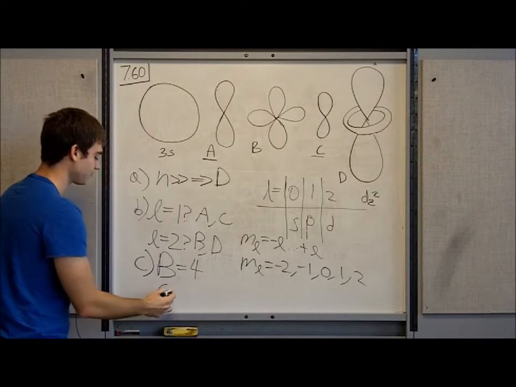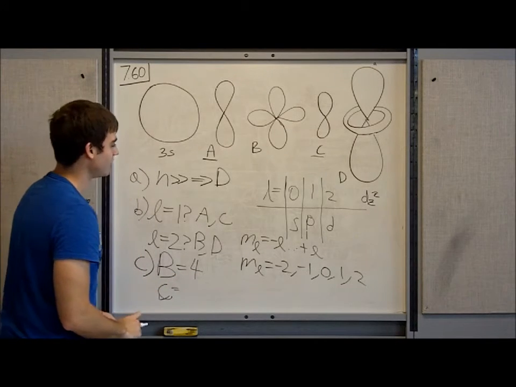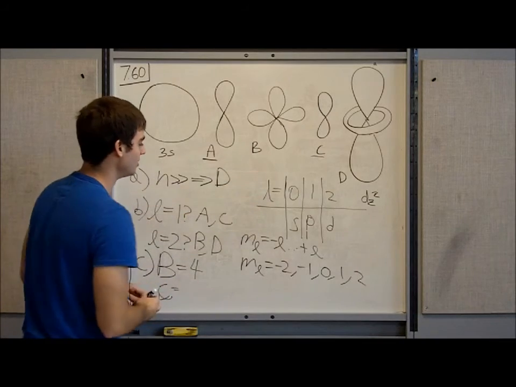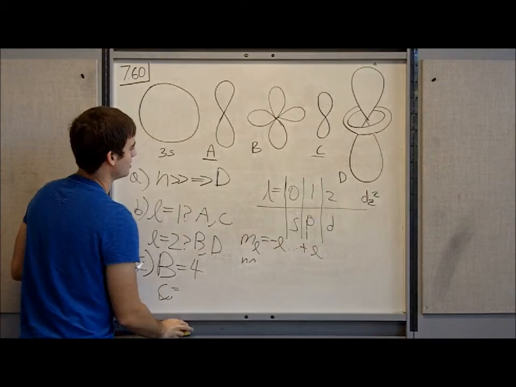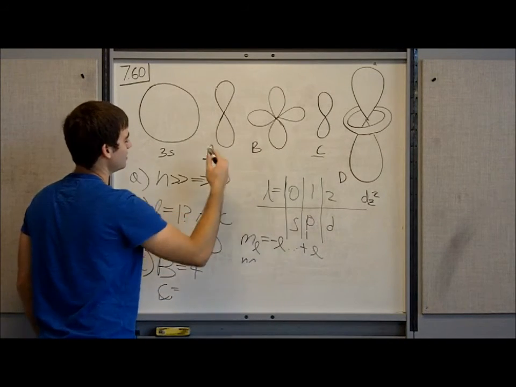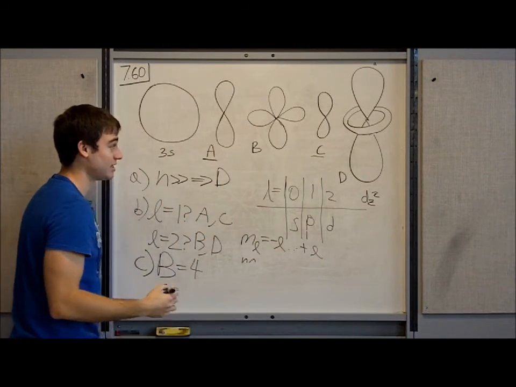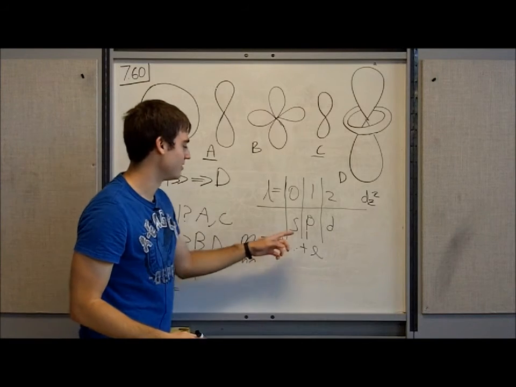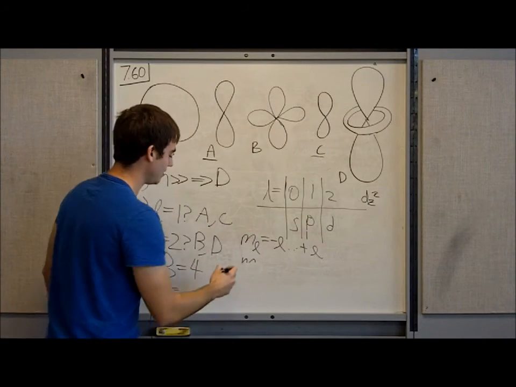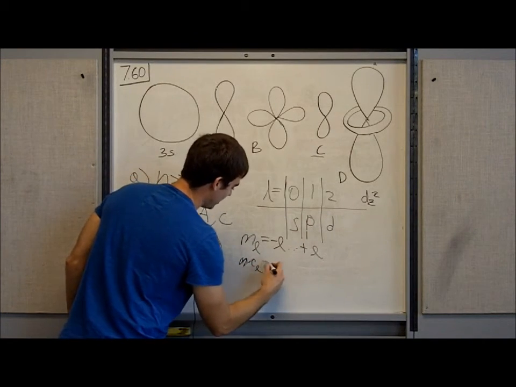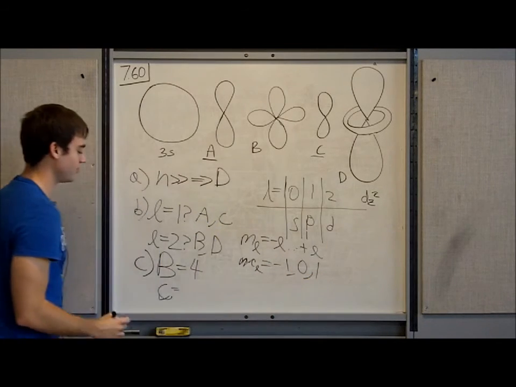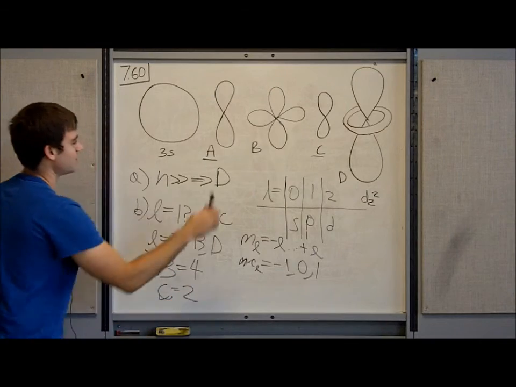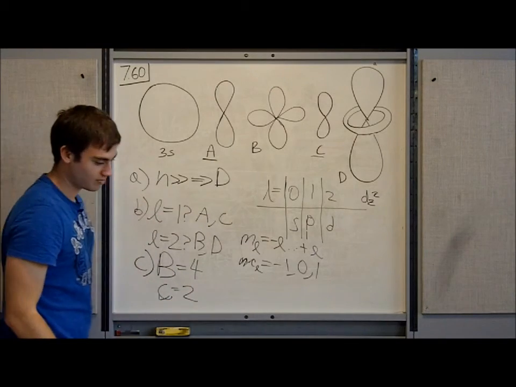For C, we're referring to this p orbital. The p orbital in this case is smaller than these others, so it is in its own energy level. p refers to l equals 1, so m sub l equals -1, 0, and 1. So there are 3 different orbitals, which means there are 2 others besides this orbital C.